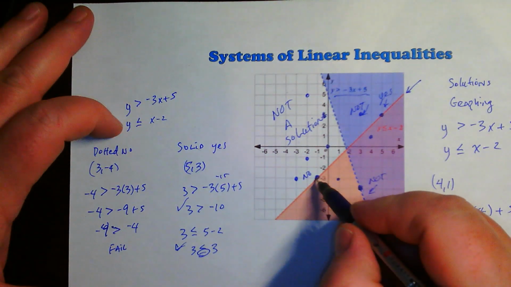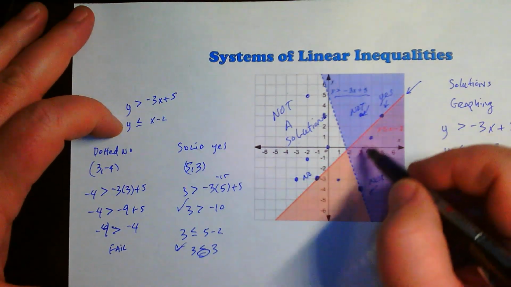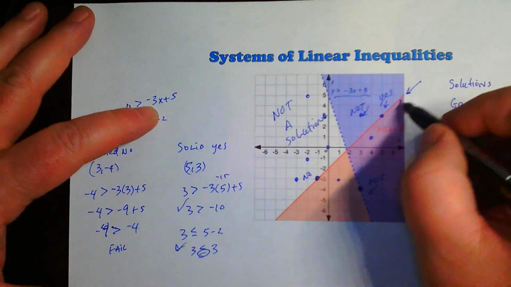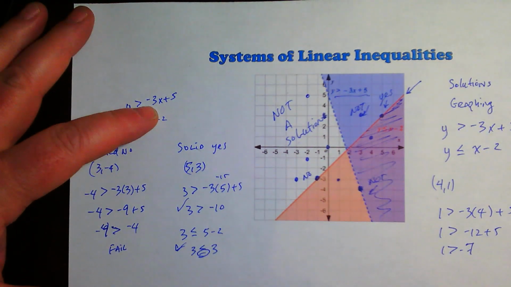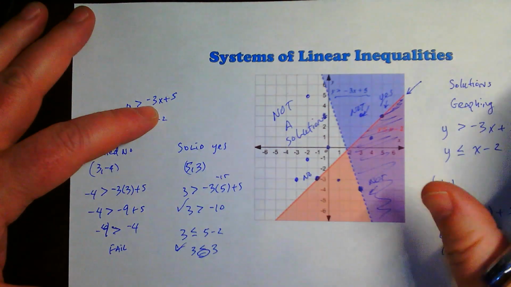But for example, just for clarity, this point right here would be a no. It's on the solid line, but it's not in this double shaded area. So the idea so far: only in the double shaded area do solutions exist. Everywhere outside of there, no dice.